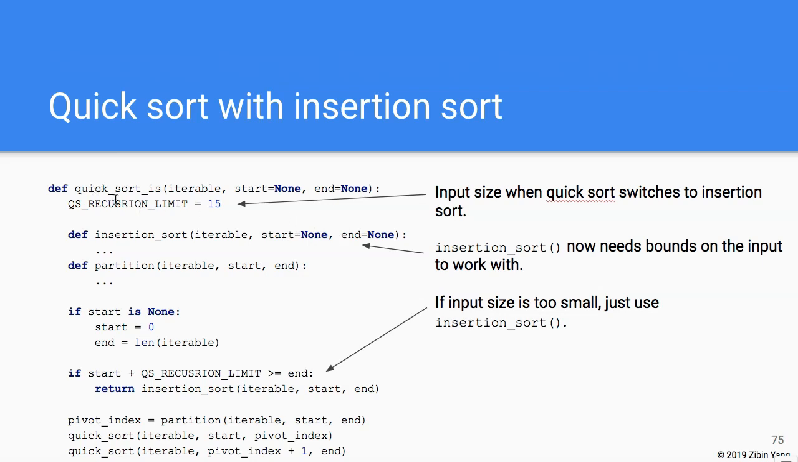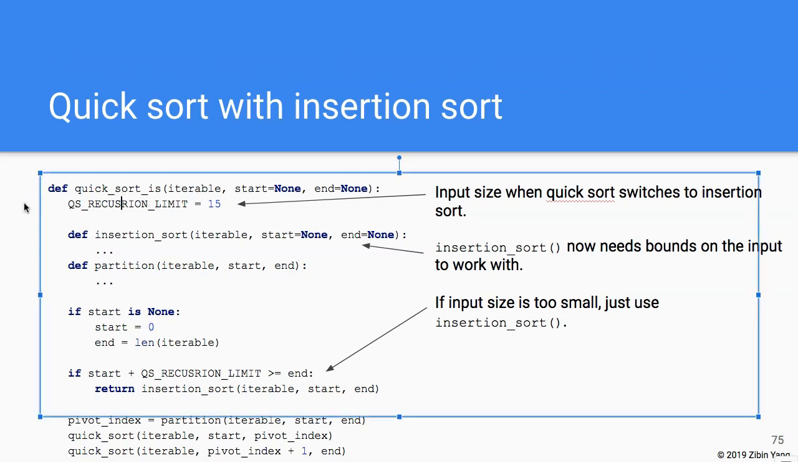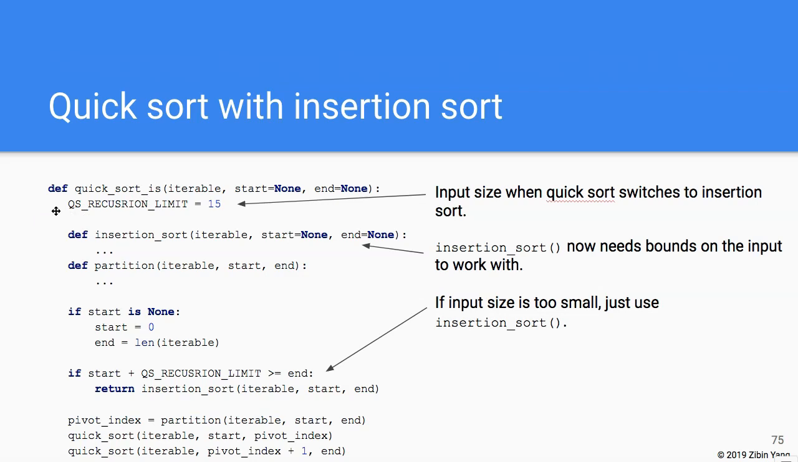And then for this version of quicksort, we define a little constant that says the recursion limit. This is the input size at which quicksort will switch to insertion sort. We set it to 15. In your assignment, you're asked to try the experiment and come up with the best number. The way we use it is basically if the start plus that limit exceeds the end, then we know the size of the input is smaller than 15, and that's when we switch to insertion sort. Otherwise, we do what we did before.